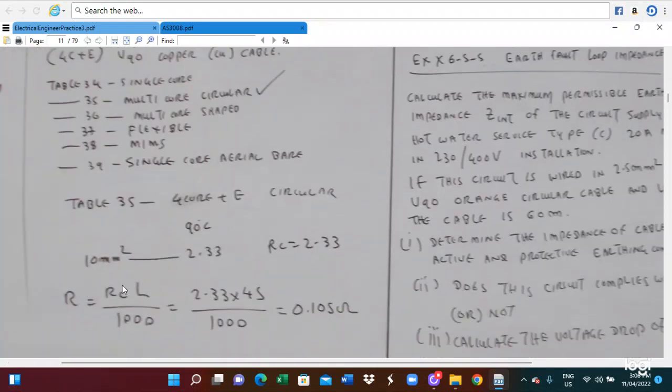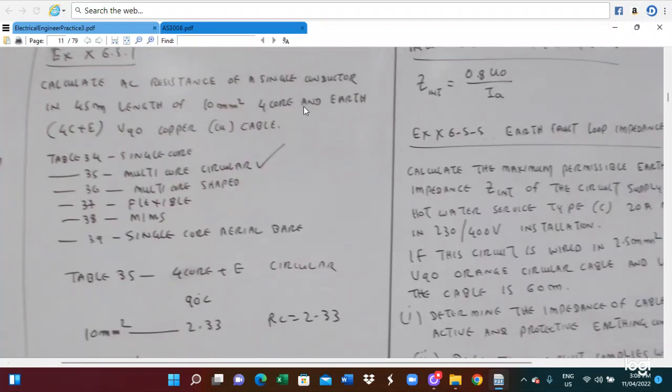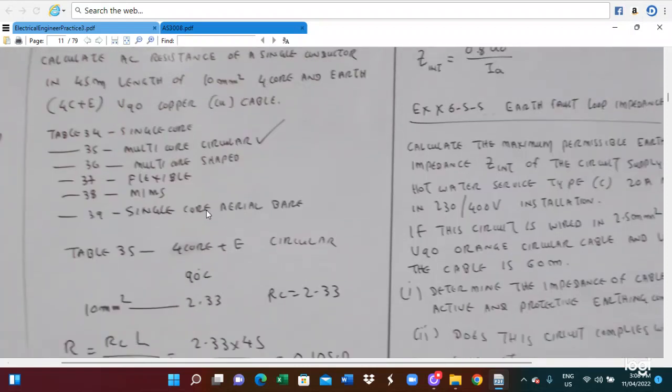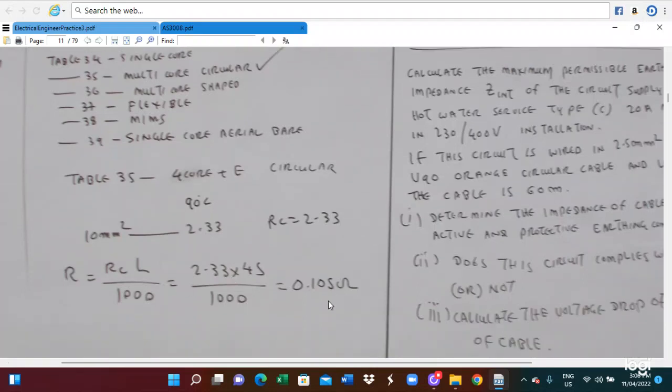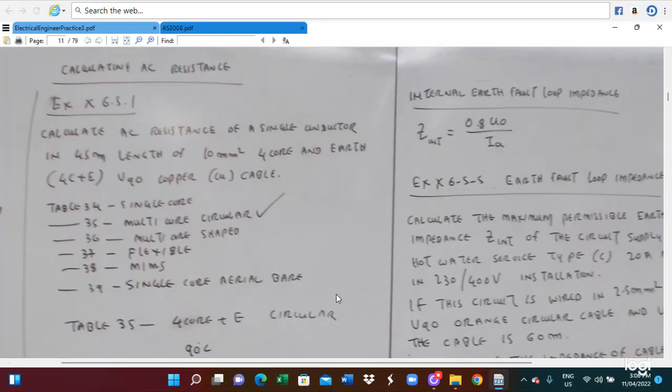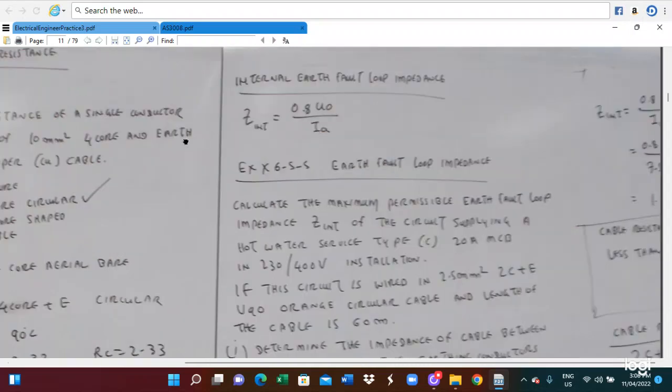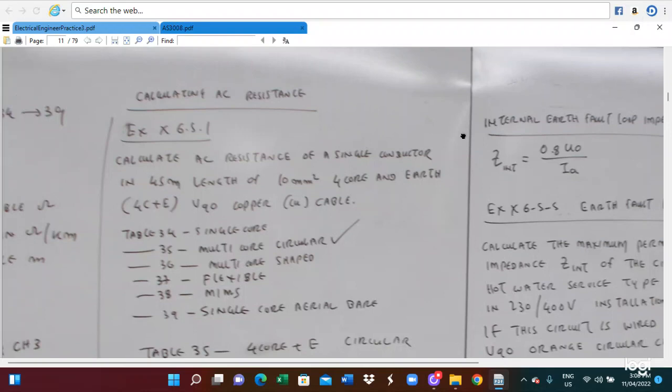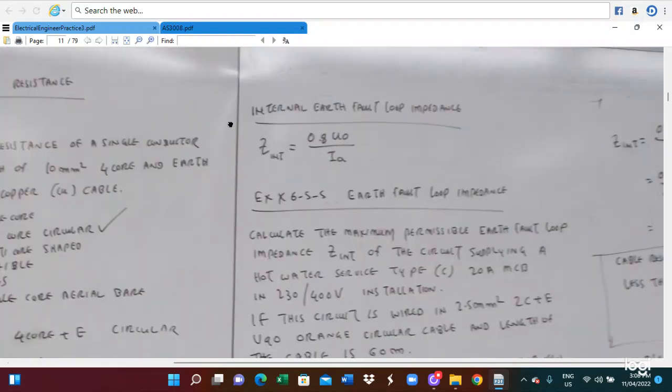Then R equals RC by 1000. RC is 2.33, then the given length is 45 meter, divided by 1000. You get 0.1050. This is for the cable impedance. So this is the way we calculate the external resistance depending on the cable. And also the internal outflow impedance can be calculated.